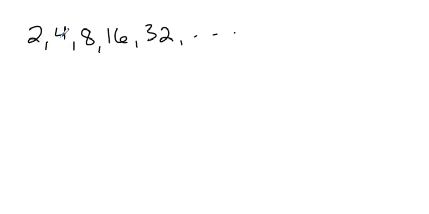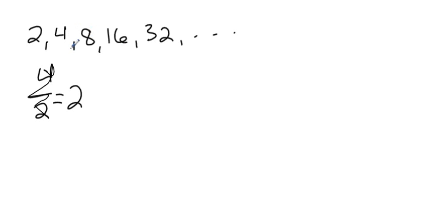It looks like everything's just doubling, as you can clearly see on this infinite sequence. Let's look for a ratio. What's 4 divided by 2? a sub 2 divided by a sub 1. 4 divided by 2 is equal to 2.